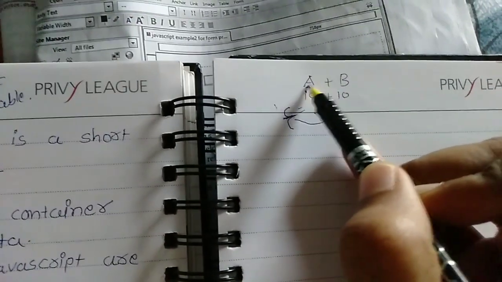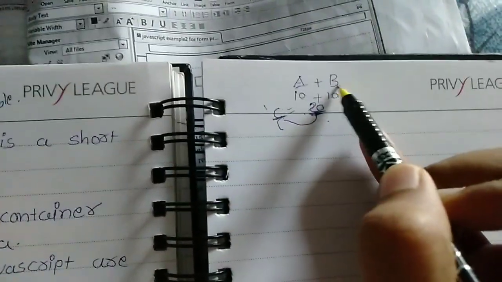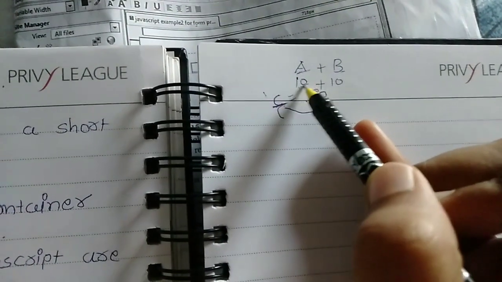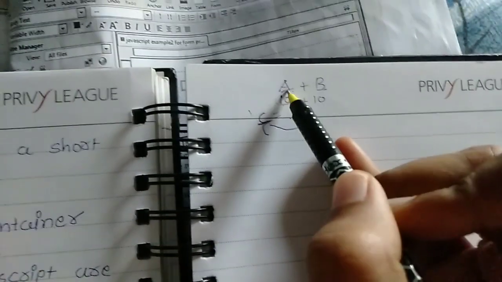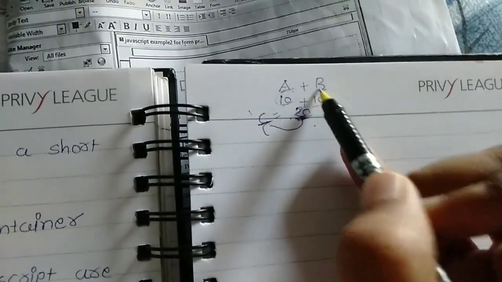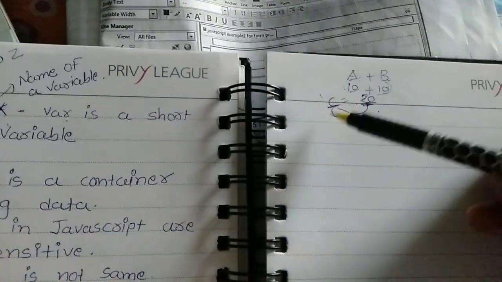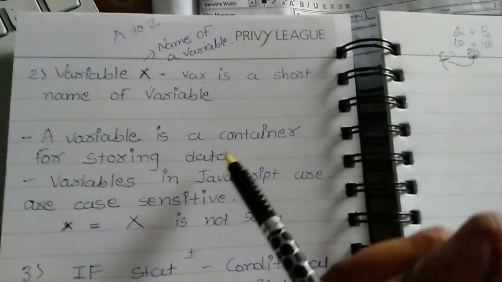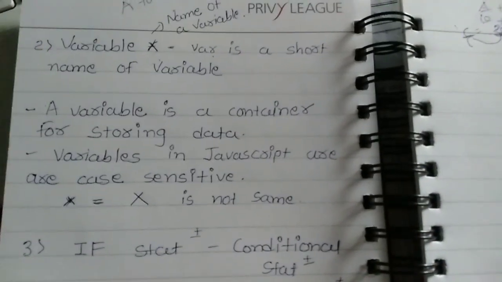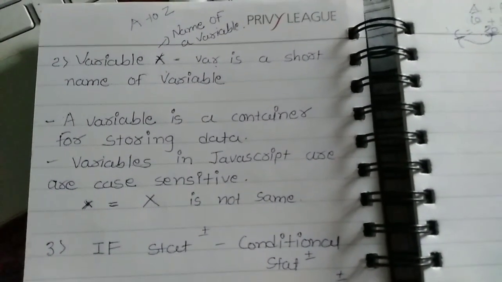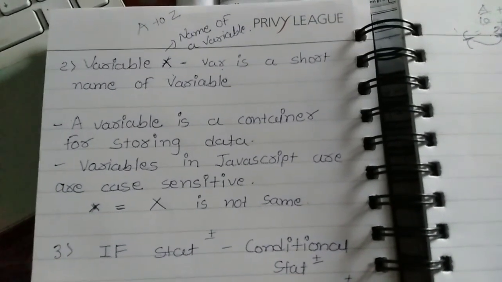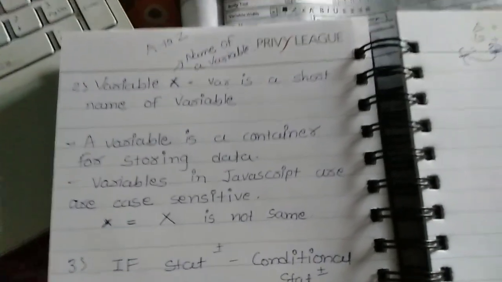So A is also a container. B is also a container. Why container? Because 10 is stored inside A. 10 is also stored inside B. That's why A, B and C, all these variables are containers. Variable is a container for storing data. Why are we using a container? Because we have to store data and use it through a variable.